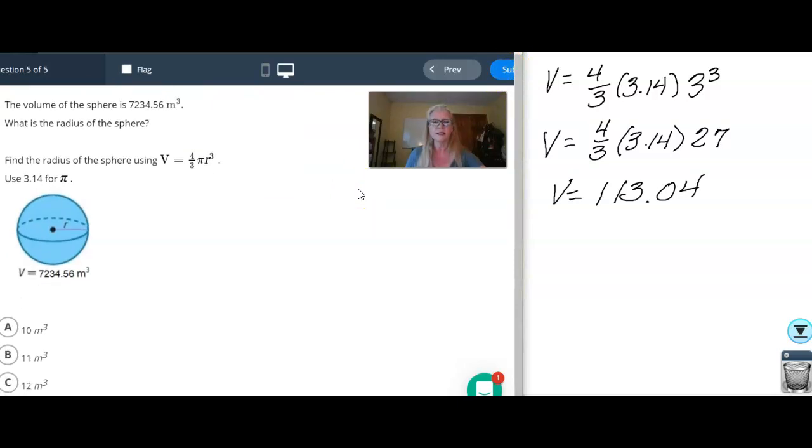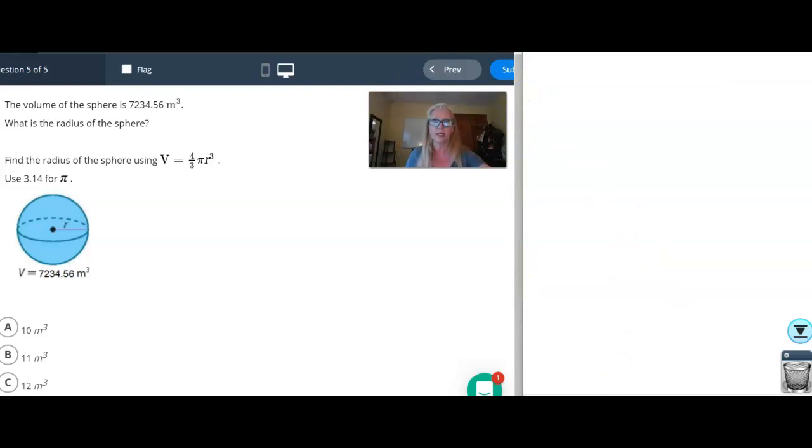This is the last question on the assignment, and it gives you volume and asks you to find radius. So we've got a volume. They've given us the volume of 7,234.56. That's volume, so instead of the V, I write that amount. Equals, it's always 4/3. They told us to use 3.14 for pi. And the radius is the thing we don't know. So we have radius cubed.